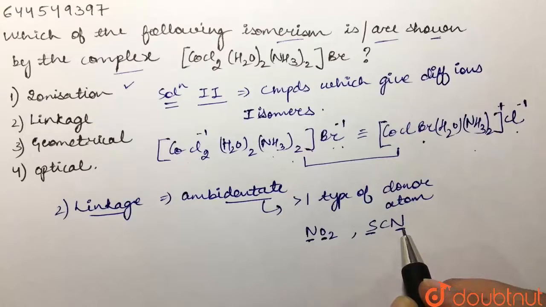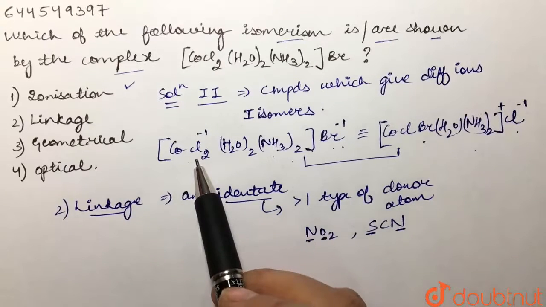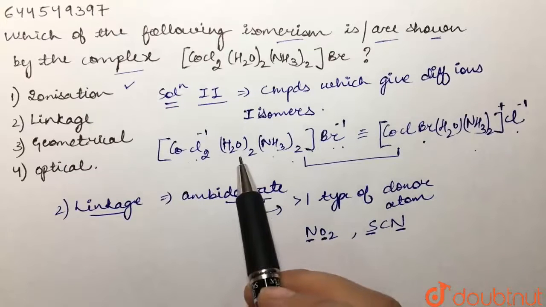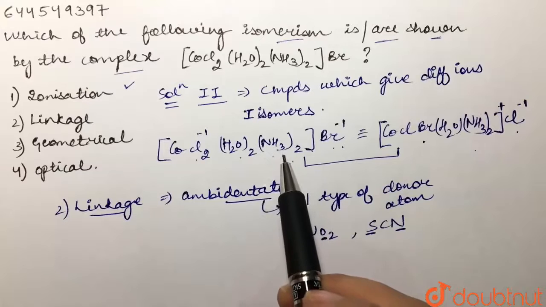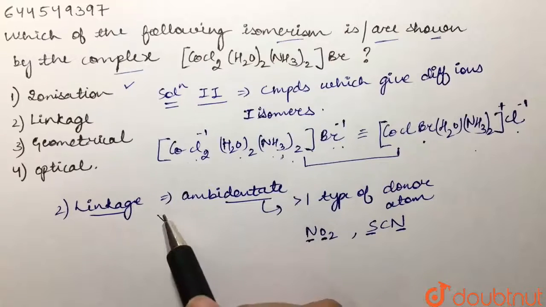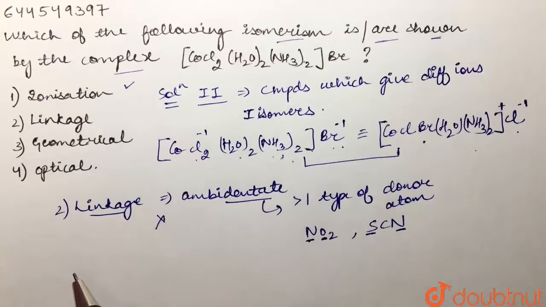If we look at our complex, chloride is not an ambidentate ligand, water is again not an ambidentate ligand, and ammonia is also not an ambidentate ligand. So we do not have any ambidentate ligand, and hence linkage isomerism is not possible in this case. So this cancels our option. Then the third option given to us is geometrical isomerism.